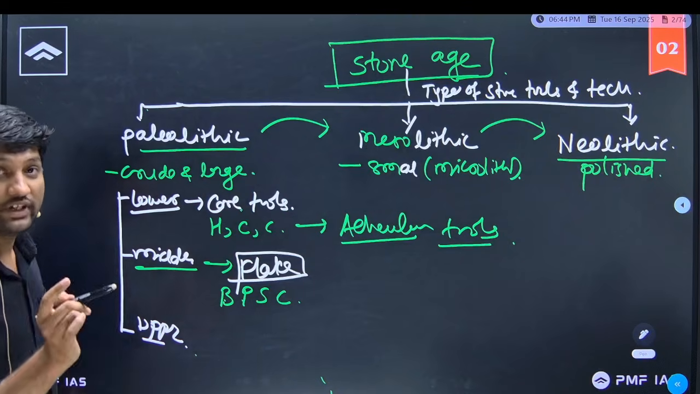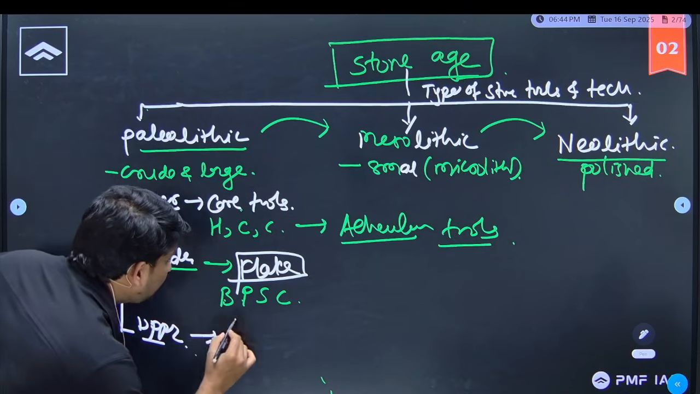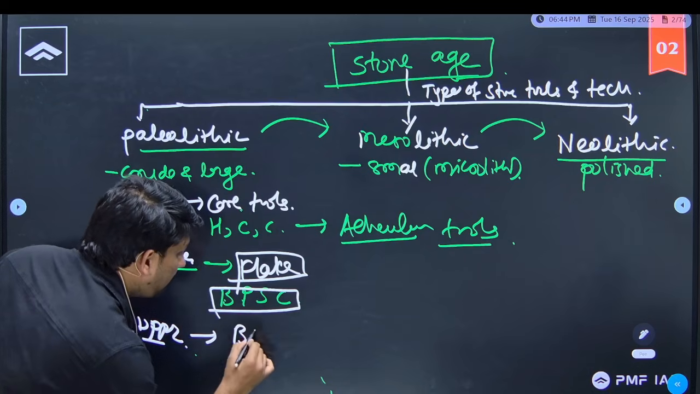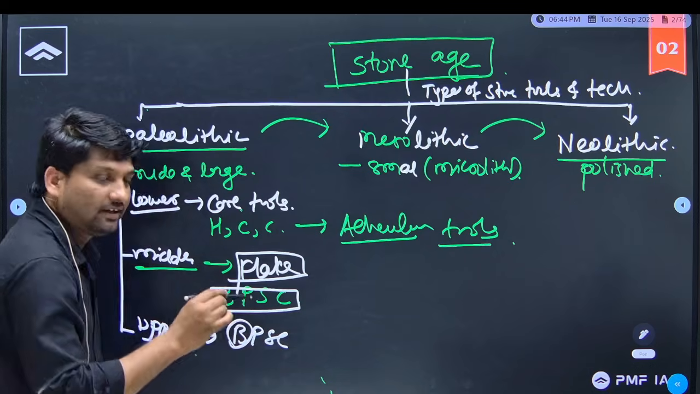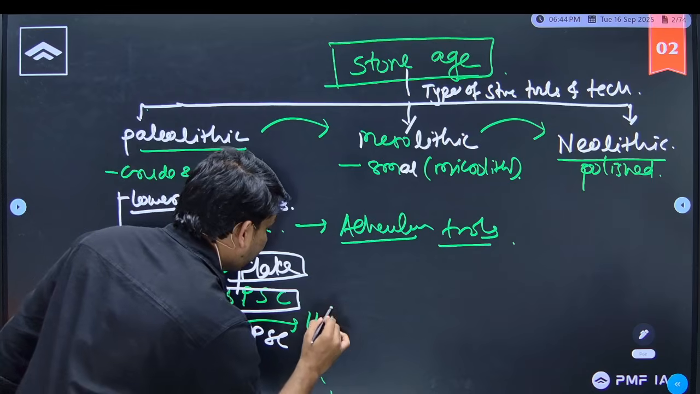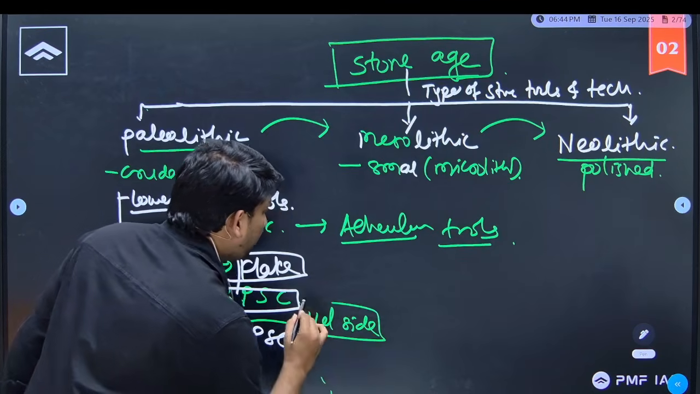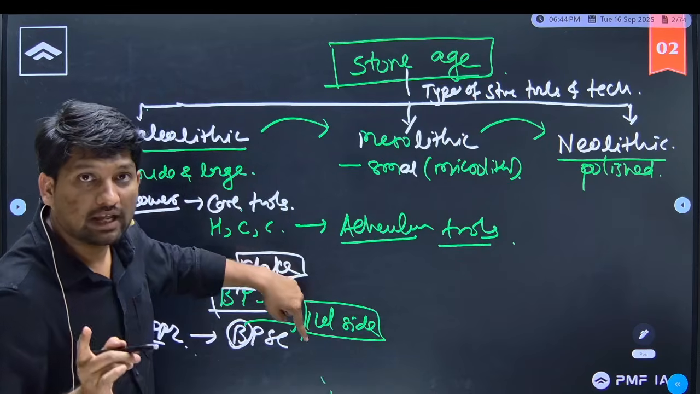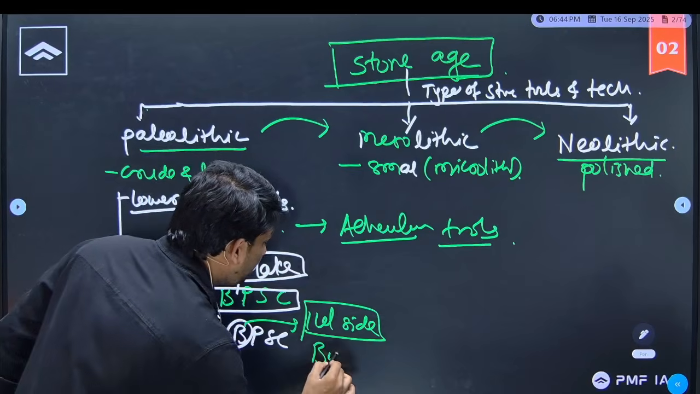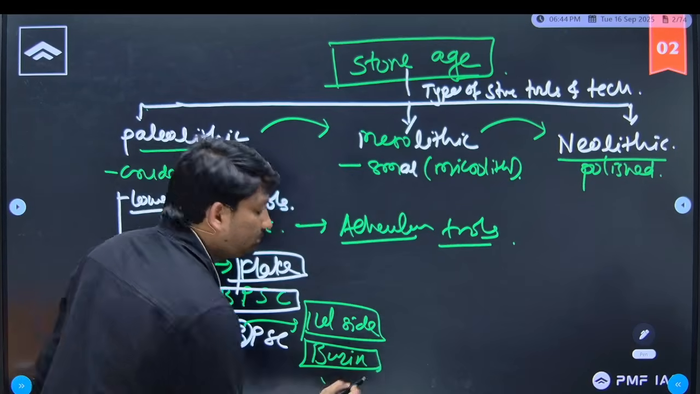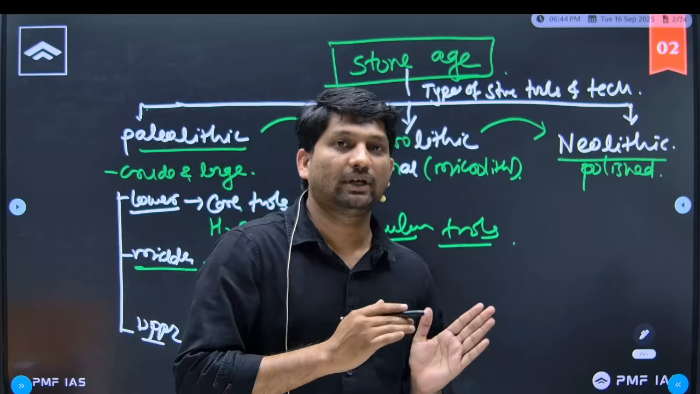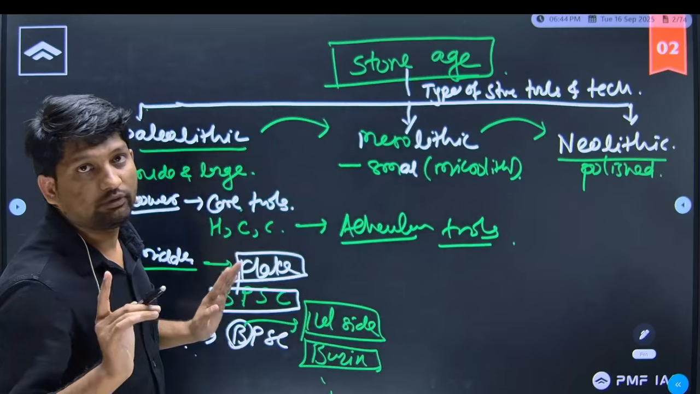In the next phase, the upper Paleolithic phase, they continued to use blades, but now the blades are parallel sided. They were using parallel-sided blades plus burins. We have discussed the burin. These burins are nothing but the modern day screwdriver.